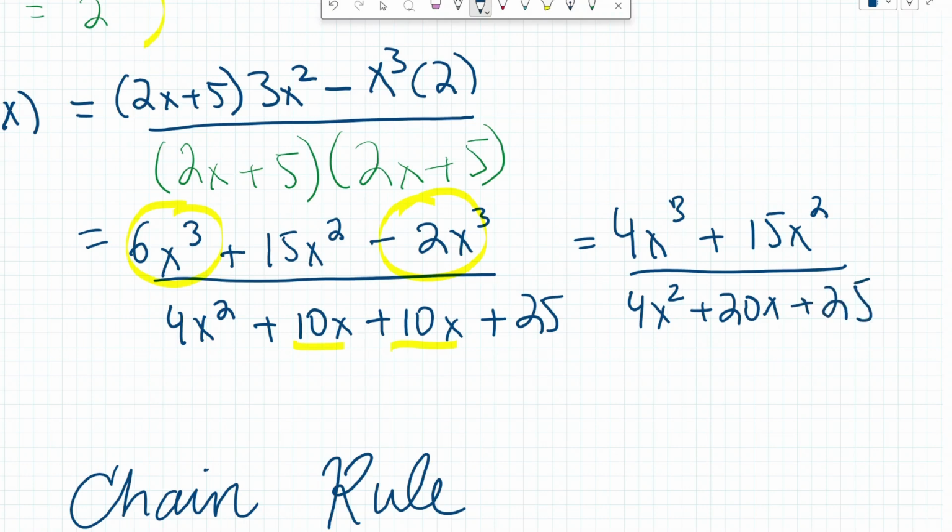We've used this fun and easy derivative trick to remember how we can take the derivative of a rational function.